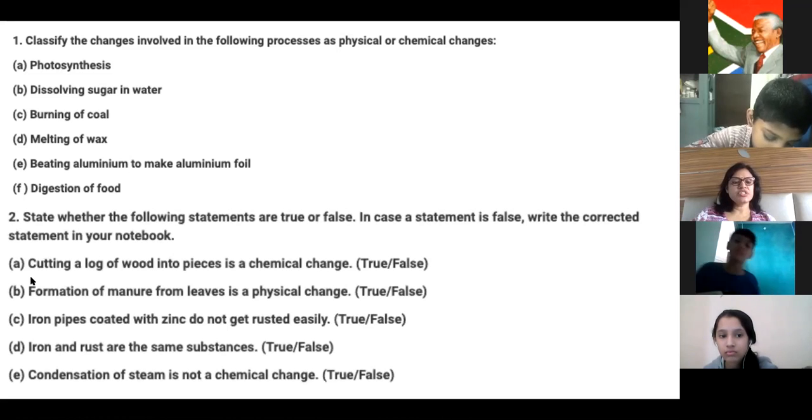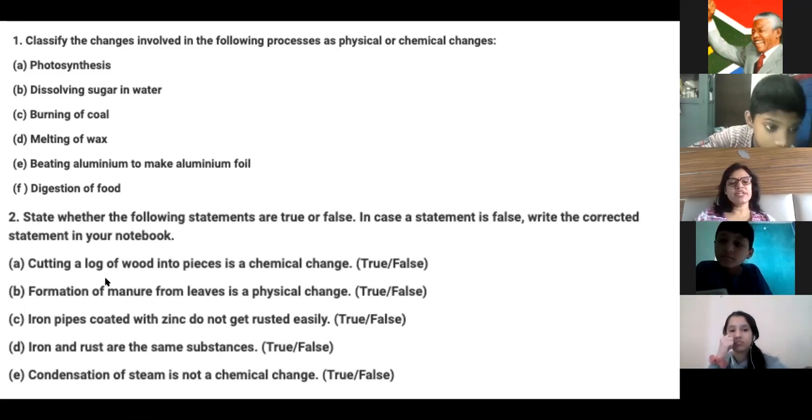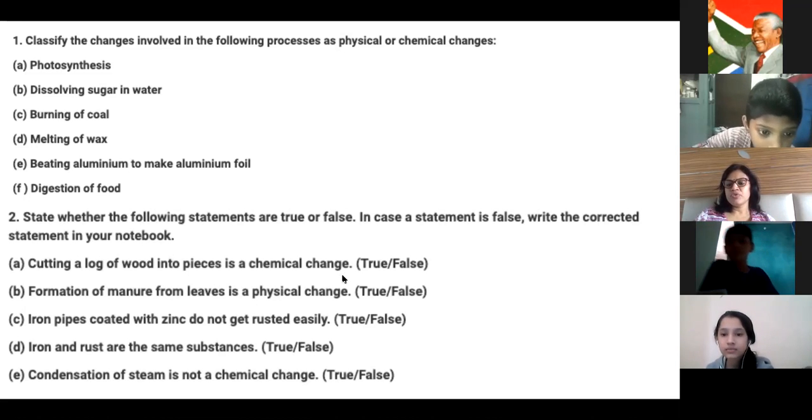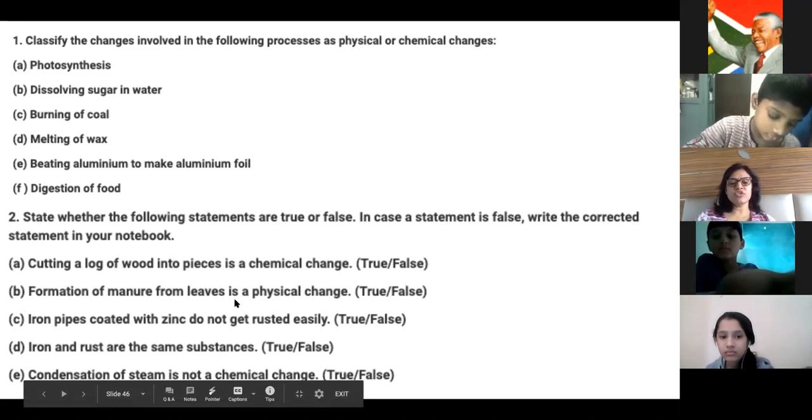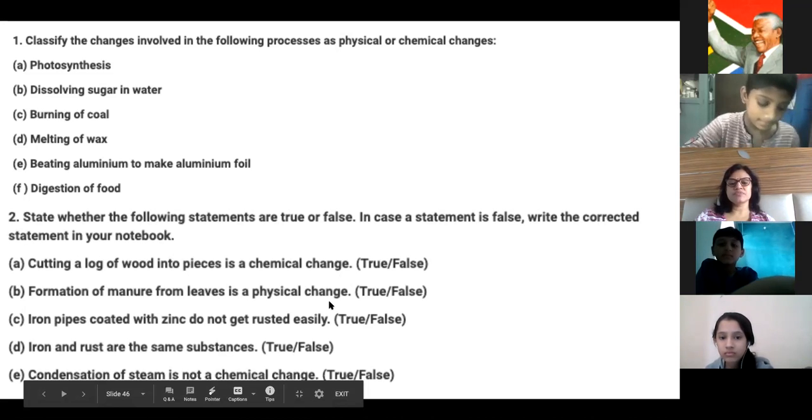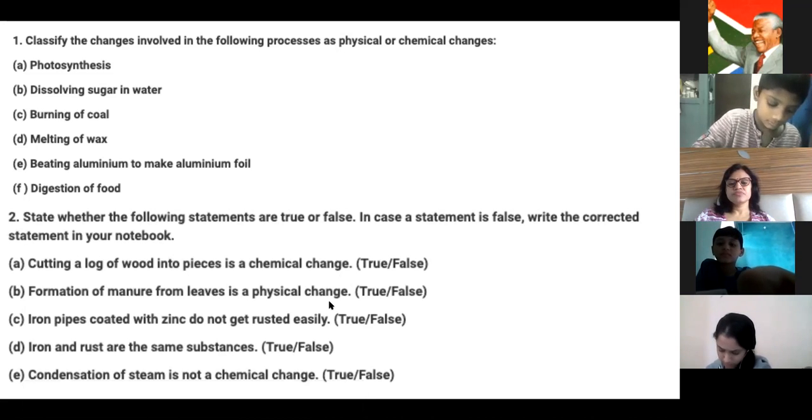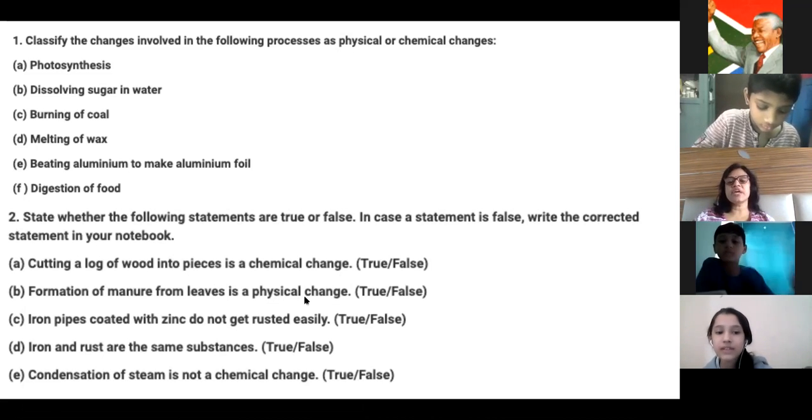Chemical change. State true or false. Cutting a log of wood into pieces is a chemical change. False. Formation of manure from leaves is a physical change. It should be true. It is a chemical change, because there is a color change.